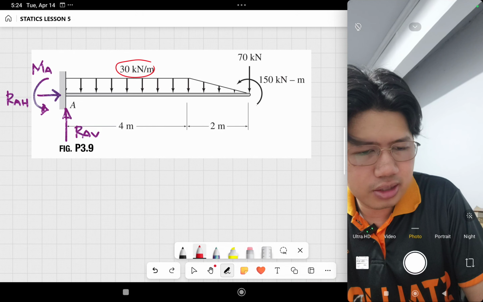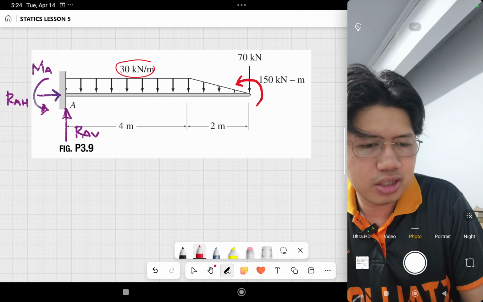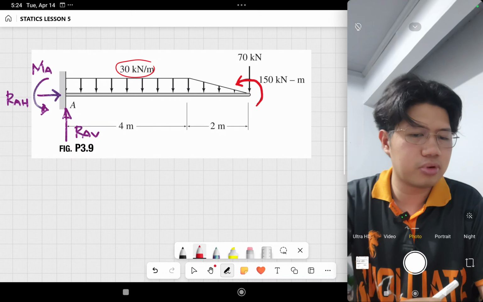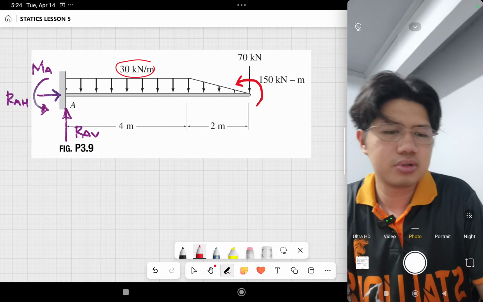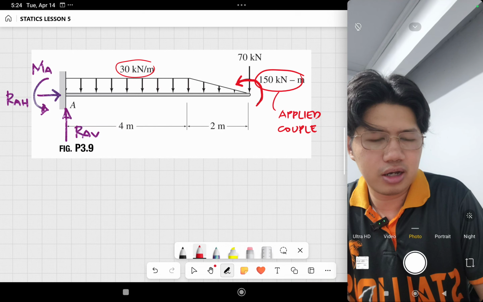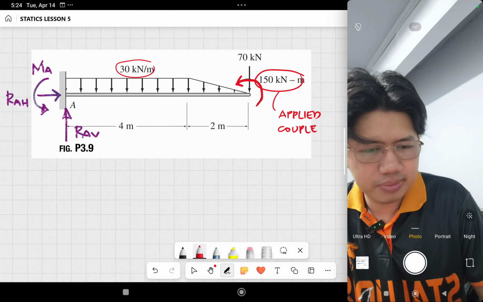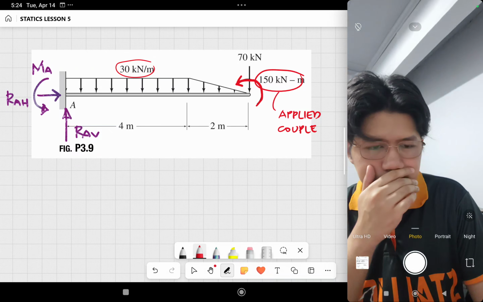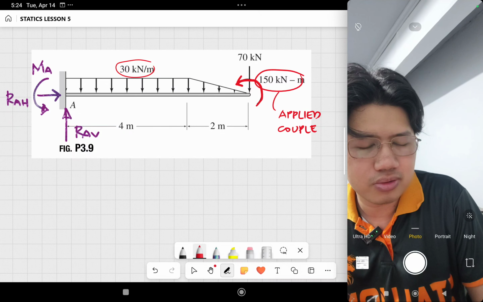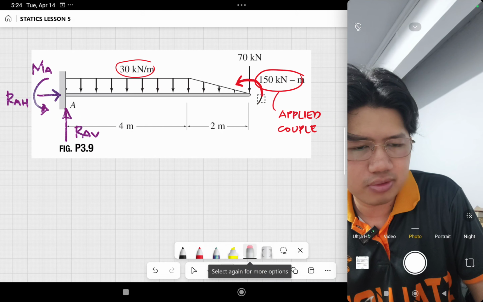And then, hindi lang yon, meron pa tayong dinagdag na, this one is yung tinatawag nating couple moment, no? Or applied couple. So, applied couple. Unlike yung nauna nating mga lesson na naka-breakdown, no? Ang pwedeng ibig sabihin kasi niyan is dalawang 150 kN. Pwedeng ibig sabihin yan, pwede natin gawin ito.